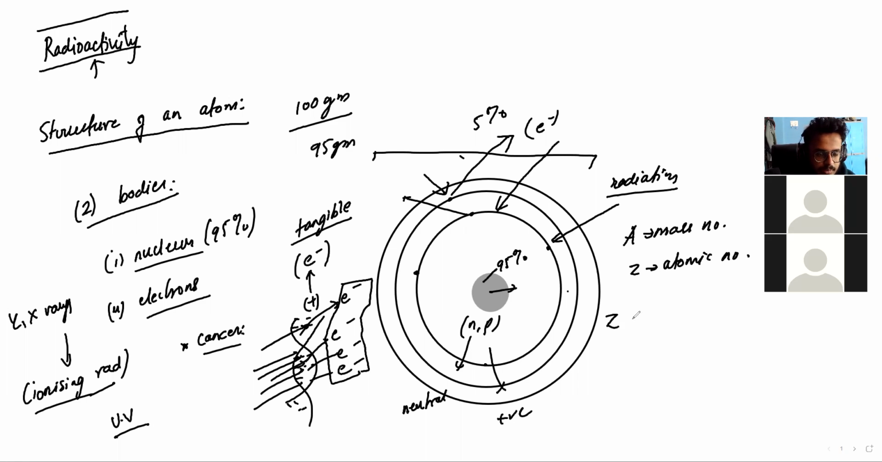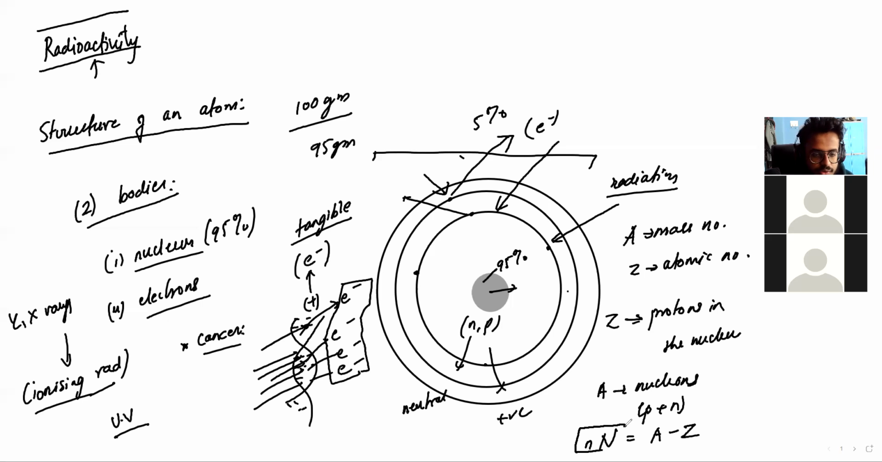Z is the number of protons in the nucleus. A is the number of nucleons. A is the mass number, the number of nucleons, which means the number of protons plus the number of neutrons. So to find the number of neutrons, you just need to subtract Z from A. So you get the number of neutrons.